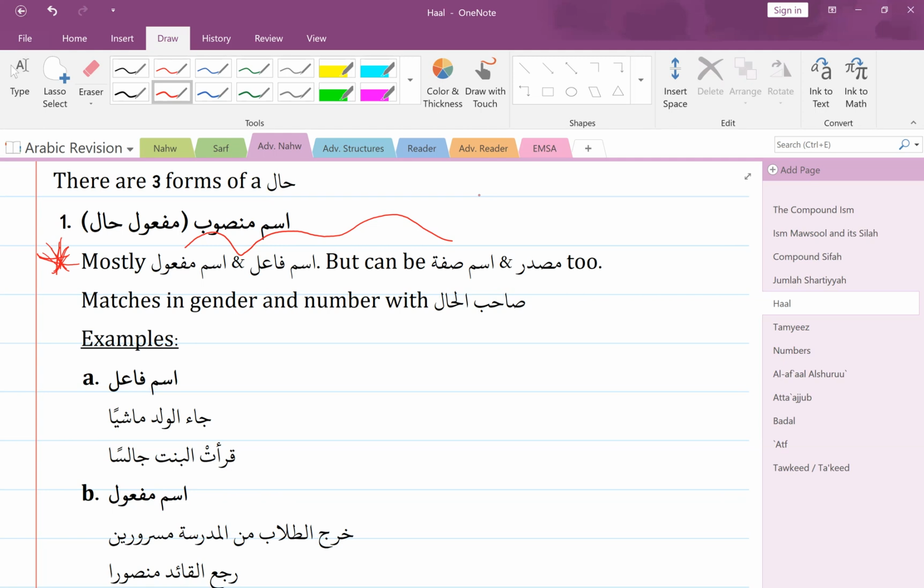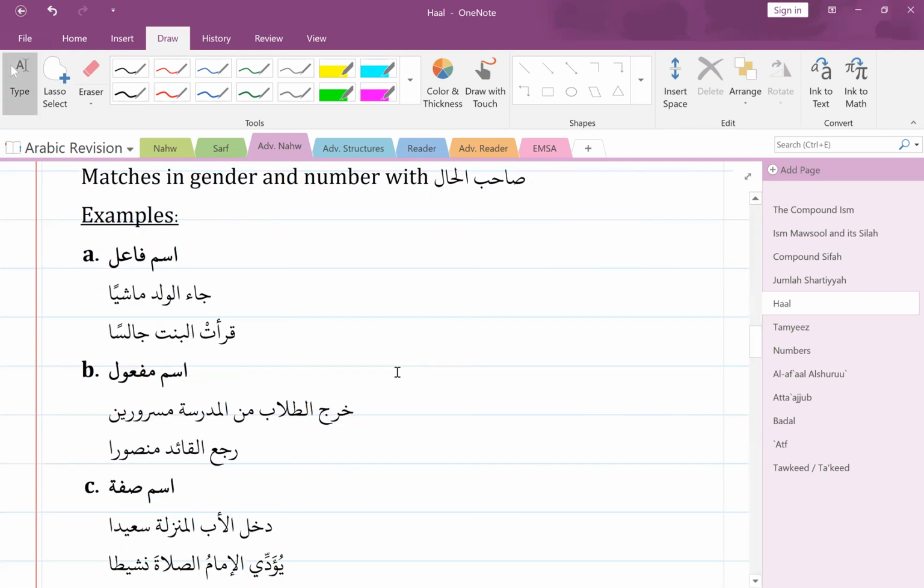And these other words, you can derive them. Okay, so that's what they normally mean. So you will find that a hal is mostly isim fa'il, isim maf'ul, isim sifa. Rarely a masdar. And when a masdar is used, and we're going to see, it's going to be for extreme cases. Okay. Now it has to match in gender and number with the sahibul hal. Match in gender and number.